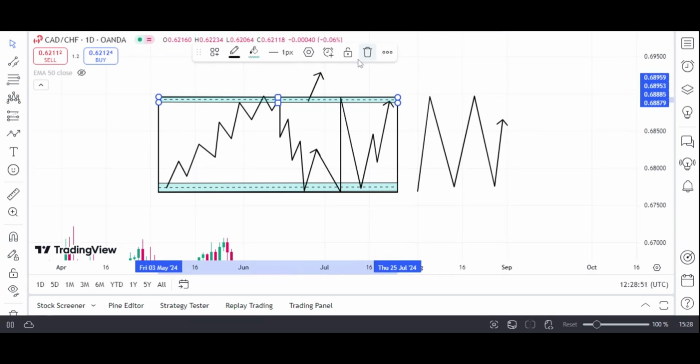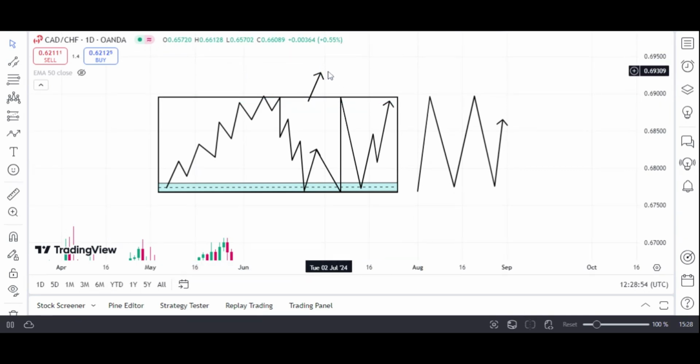Why is this thing not drawing the way I want it to draw? Let me repeat again.